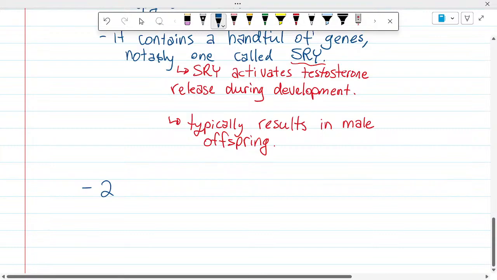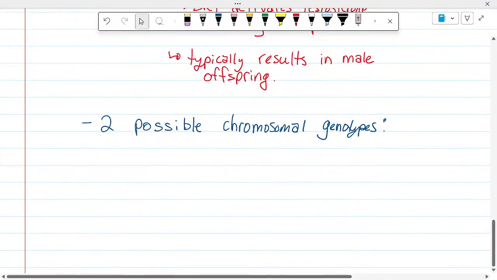When we talk about the chromosomal arrangements, there's two possible ones. What are the two possible chromosomal genotypes? We know that you can have an X chromosome and an X chromosome, right? In which case, this person would lack the SRY gene, right? Because where's SRY found? On chromosome Y. And so typically, this person will be female.